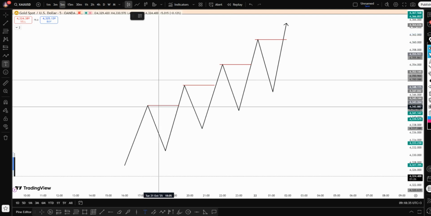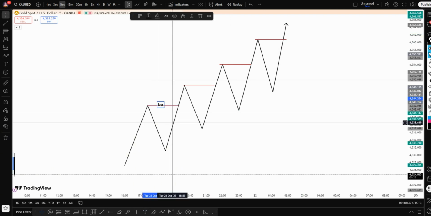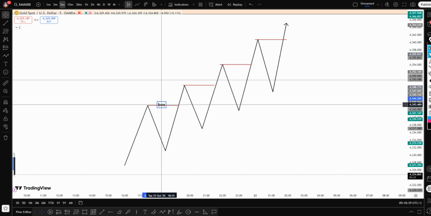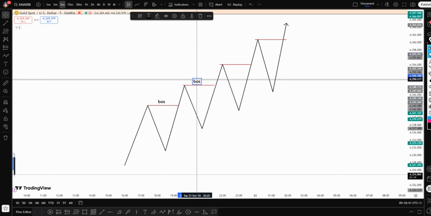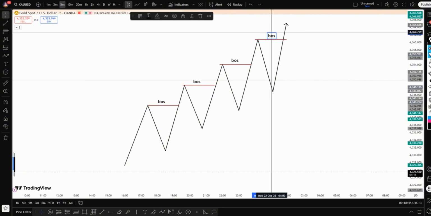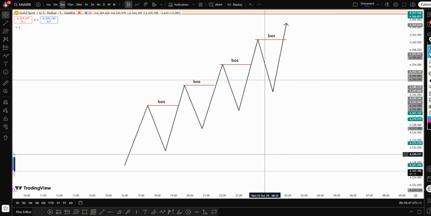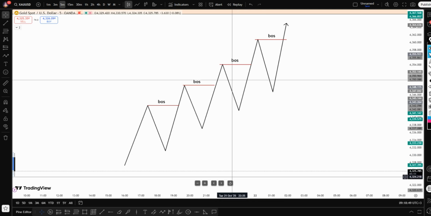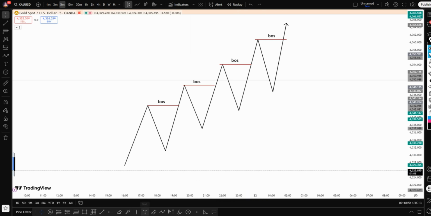Look, here is where we have our break of structure. This is another break of structure, another break of structure, and another break of structure. And now price moves in higher highs and higher lows when price is in an uptrend. So as you can see, this is an uptrend. Price is making higher highs and higher lows.